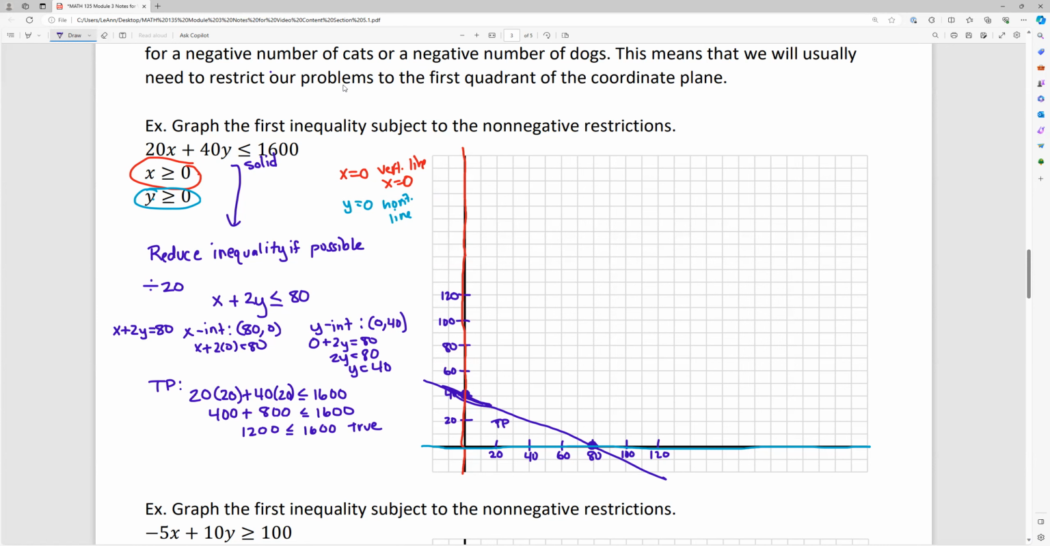Now, for the actual shading, when you go to do these on your homework, they want you to shade in consideration of the actual non-negative constraints as well. So I'm going to do these little arrows. So this is going to be shading this direction. And you can do that kind of all the way down when you visualize it and all the way up. So that's what we determined when we looked at that specific test point.